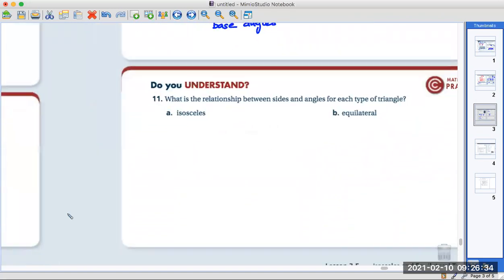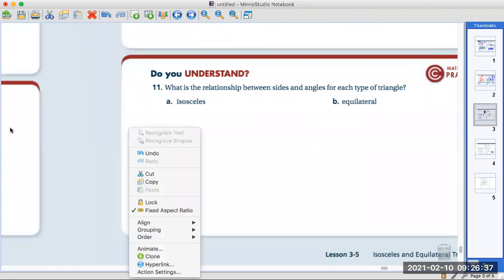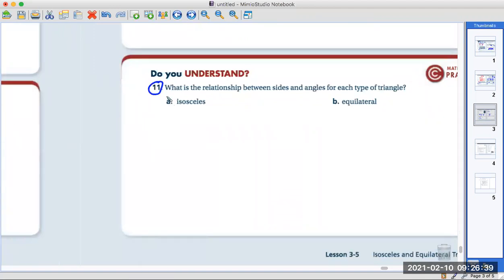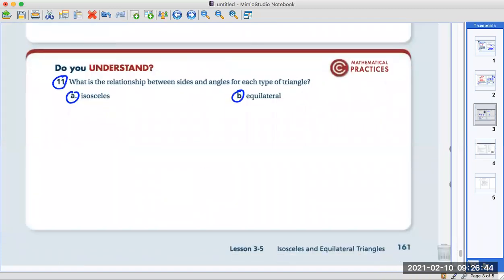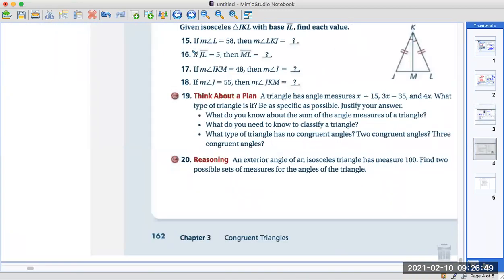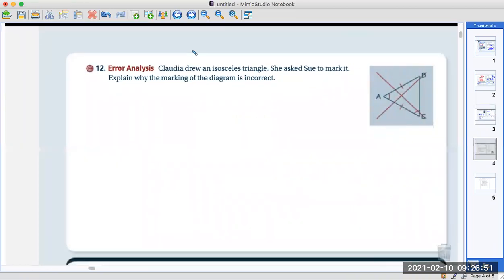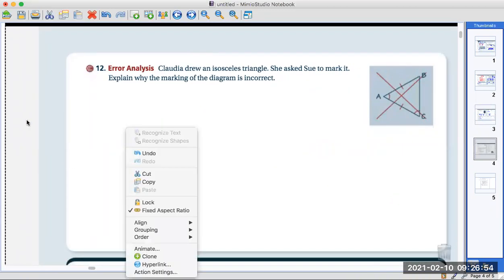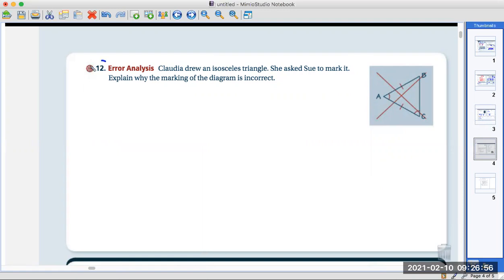And now number 11. What is the relationship? What do you know about isosceles? What do you know about equilateral triangles? And then we're on page 162, the error. There's an error here, how that person marked the triangle. You need to figure out what the error is. Claudia drew an isosceles triangle. She asked Sue to mark it. Explain why the marking is incorrect. It's incorrect somewhere. You have to explain it.